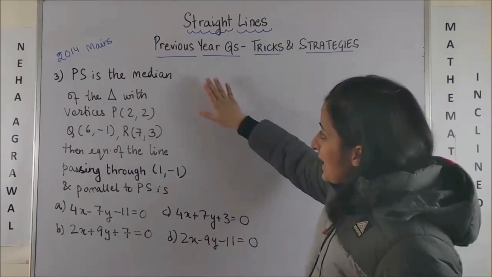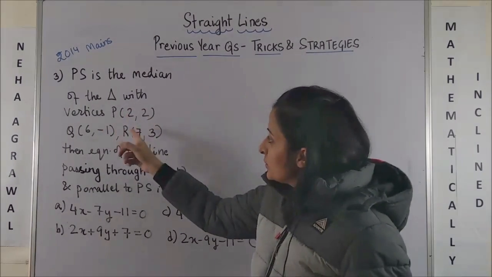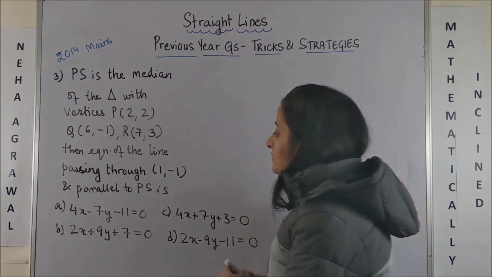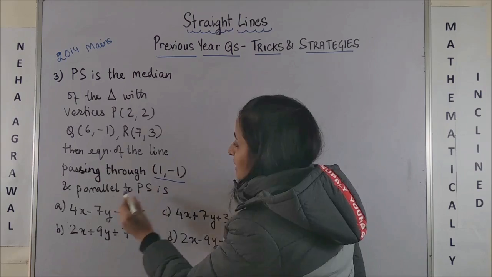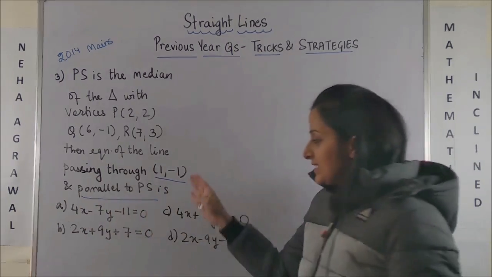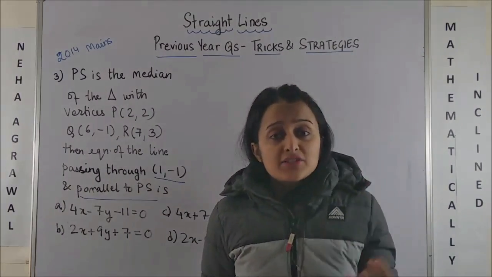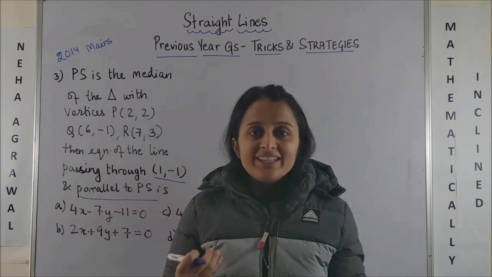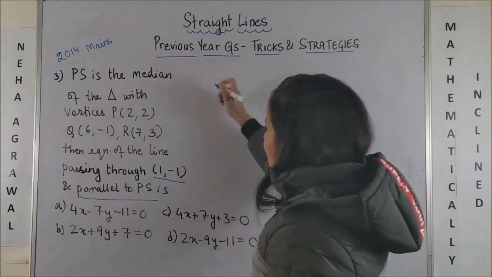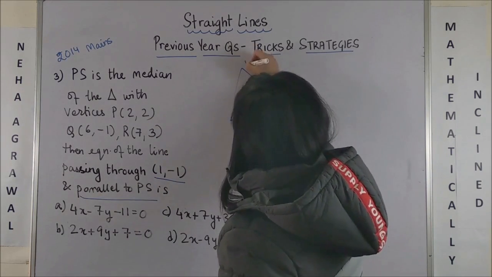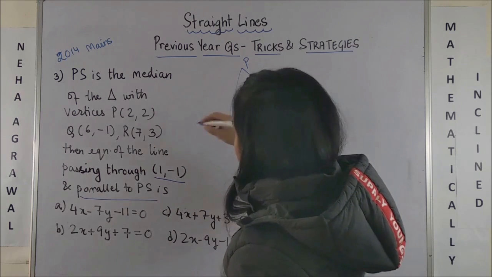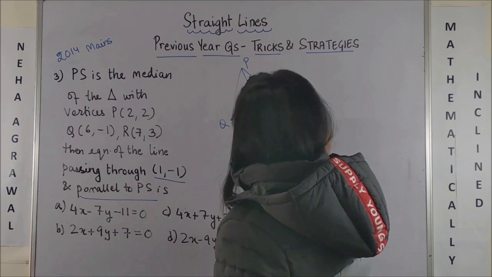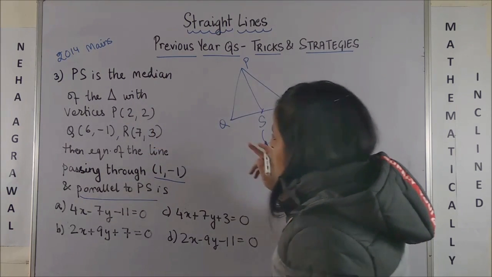It says PS is the median of the triangle with the vertices given to us. Then the equation of the line which is passing through (1, minus 1) and parallel to PS is one of these. Again, it is such a simple question that the moment you visualize it, you actually don't need any tricks. So first of all, you have a triangle PQR with certain vertices and it's talking of PS. That means PS is the median here.